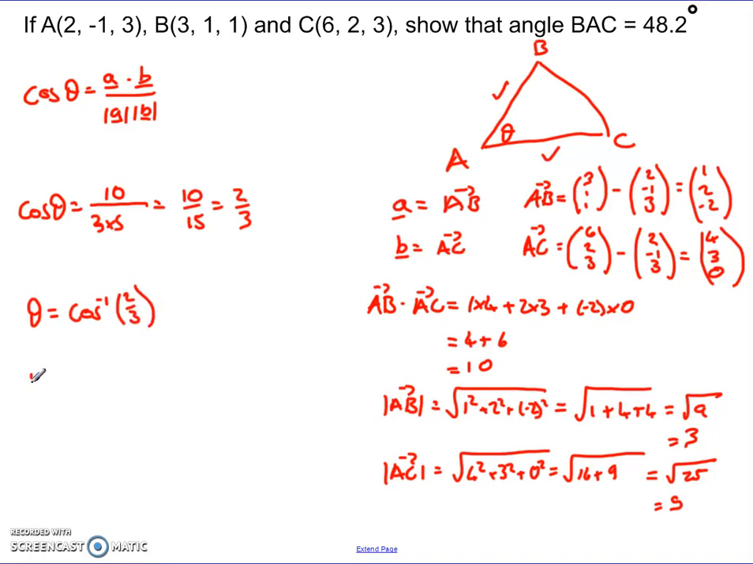Cos minus 1 of 2/3, stick it in your calculator, and what you get is theta equals 48.189, and then it continues on, degrees. Round this to one decimal place, and you get theta equals 48.2 degrees. Exactly what it asks you to prove in the question.